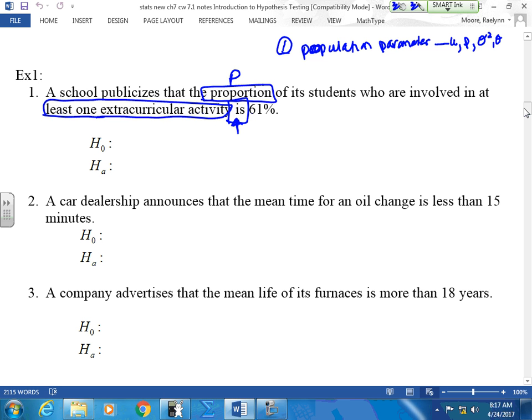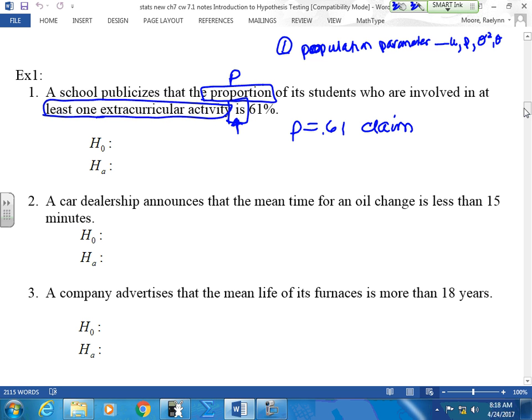A school publicizes that the proportion of students who are taking one extracurricular activity or more, or at least one, is 61%. That's my statement, that is. So I write this is my claim. This is what they're claiming, right? That to be in at least one activity or more is 61. I have 61% of my students taking one or more extracurricular activities. That's my statement as a principal.